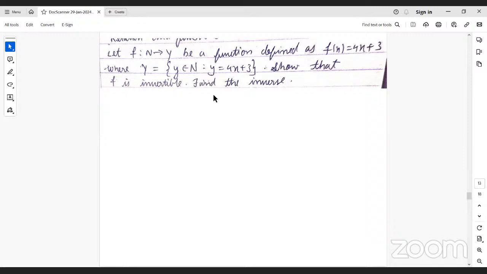Good evening, students. So we will be discussing the 5 mark question, which occurs in the board exam based on relation and functions. This question is occurring from the concept of inverse of a function. So first we will try to understand the concept and then discuss the example.